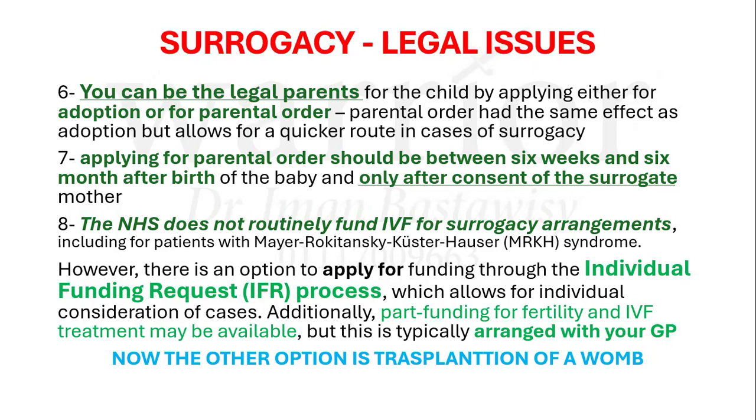Applying for a parental order should be between 6 weeks and 6 months after birth, and only after consent of the surrogate mother. You need to be very clear that the NHS does not routinely fund IVF for surrogacy arrangements, even if the patient has some congenital abnormality. However, she can apply for the individual funding request process or at least partial funding for fertility and IVF treatment, and this can be arranged by her GP.